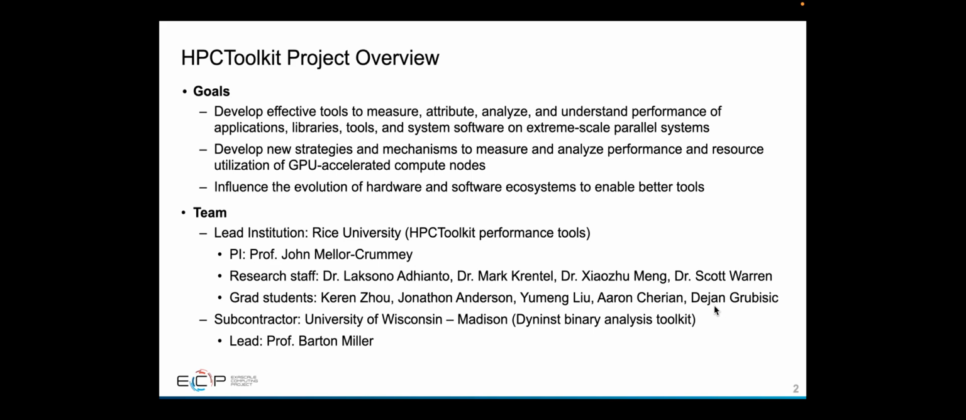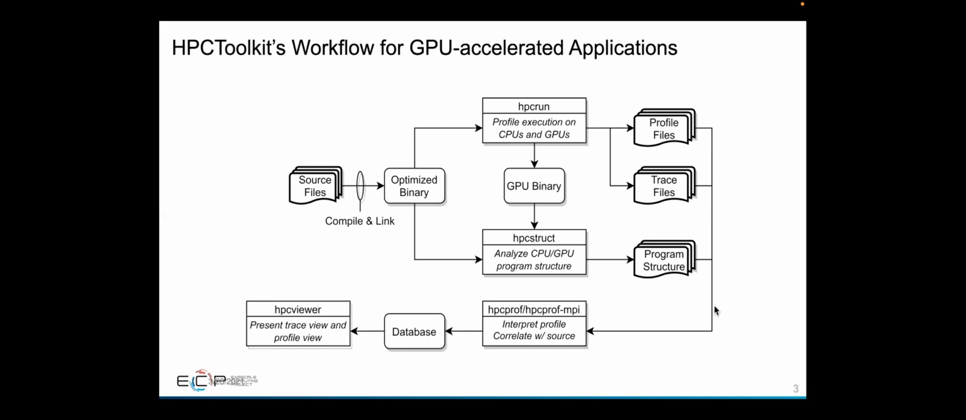And we work very closely with Bart Miller and his group at the University of Wisconsin. They work on the DynInst binary analysis toolkit, which is an integral part of HPCToolkit. For those of you who are not familiar with HPCToolkit, let me briefly describe its workflow. When you're working on GPU accelerated compute nodes, you have a set of files and probably a makefile that builds them. You compile and link your application the way you normally do, and you get your optimized binary. Then you launch your application using hpcrun.